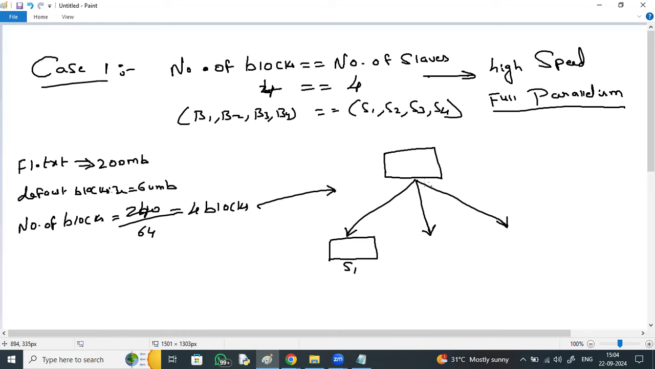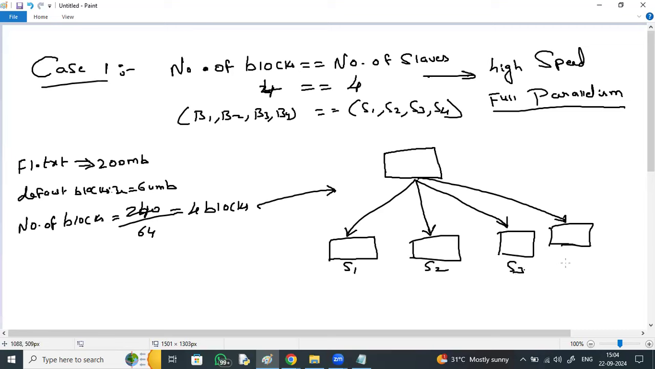Assume that I got multiple systems, 4 systems: S1, S2, S3, S4. B1 is stored here, B2 here, B3 here, and B4 here. 4 blocks are stored across four slaves, right? The blocks are distributed across the available systems. Here 4 systems are available and only 4 blocks, so the number of blocks is equal to the number of slaves.